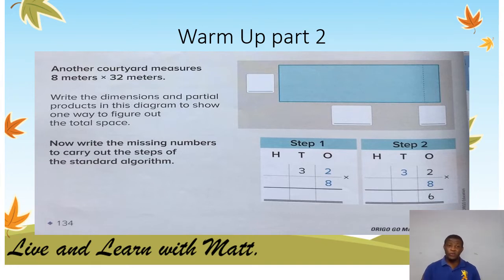Warm-up part 2. So another courtyard measures 8 meters by 32 meters. So we're going to fill in the dimensions using the partial products. So we have 8, then split the 32 to be 30 and 2. So now we know 8 times 3 is 24. So 8 times 30 will be 240. Eight times 2 is 16. Add everything together, we have 256.